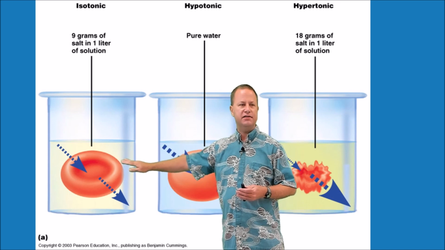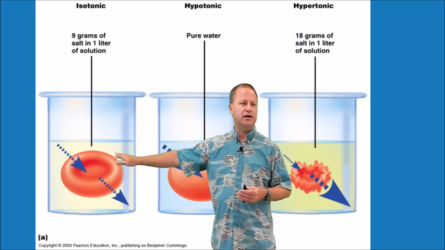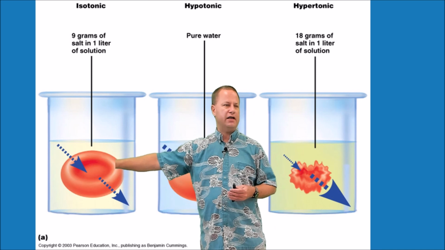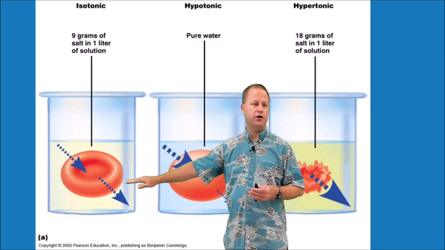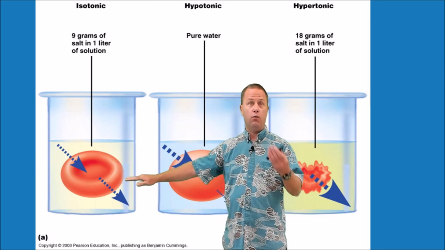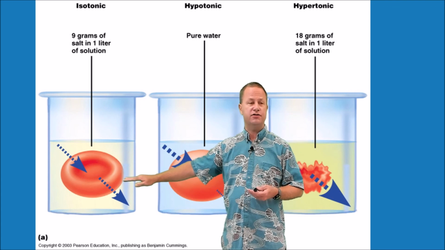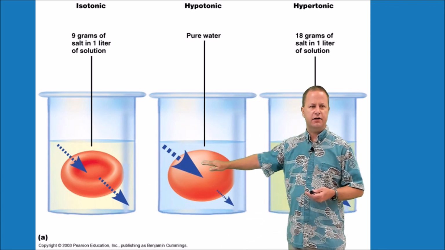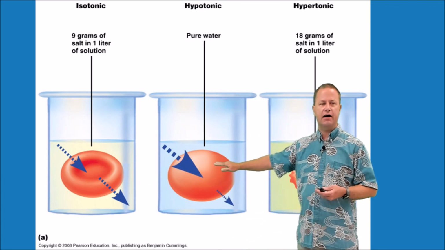Remember that iso means the same. Because it has the same concentration of solute, the water going in with the arrow is the same as the water going out. So this cell, even though water will move across it, will not change in size. Okay, now let's look at a cell that's placed in a hypotonic solution.